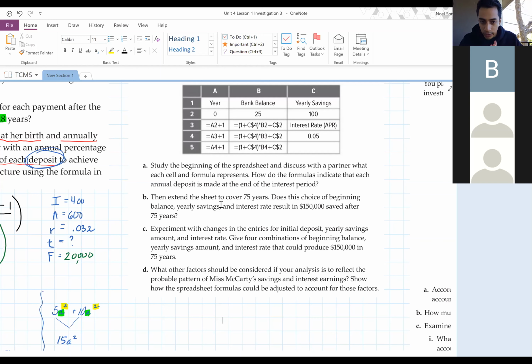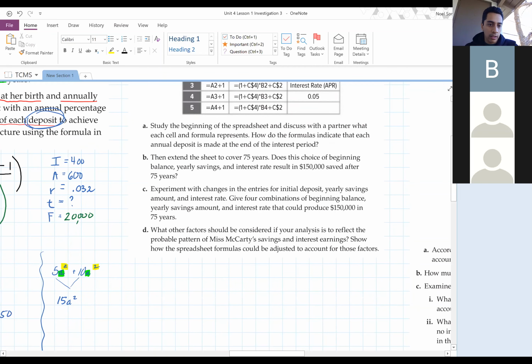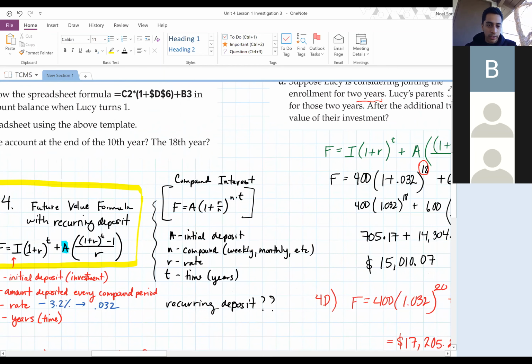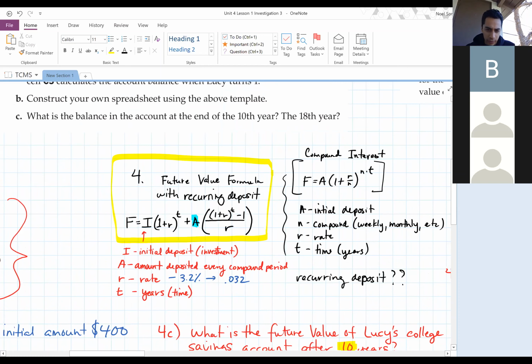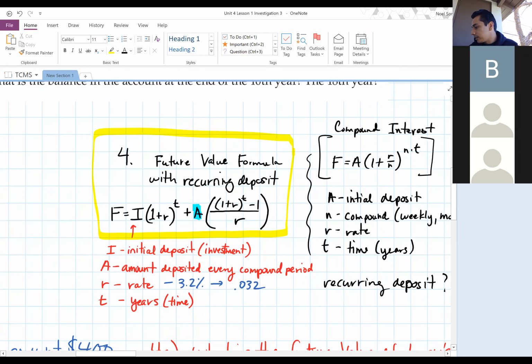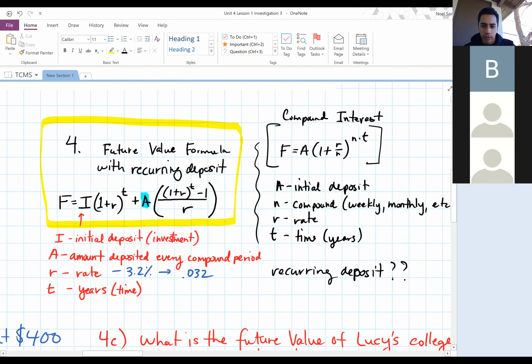So without doing the spreadsheet, there's another way that we've been looking at to determine whether we can reach a certain goal. And that formula that we've been using, going back to number 4 where we first saw it, was the recurring value formula, or the future value formula with the recurring deposit. So we can estimate what her final balance will be after 75 years based on the conditions. We just have to utilize this formula to double check and do a quick analysis. So that's where we'll start.